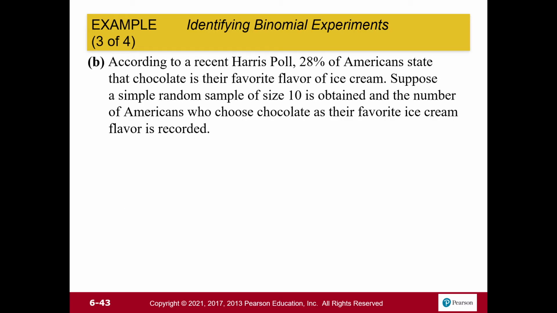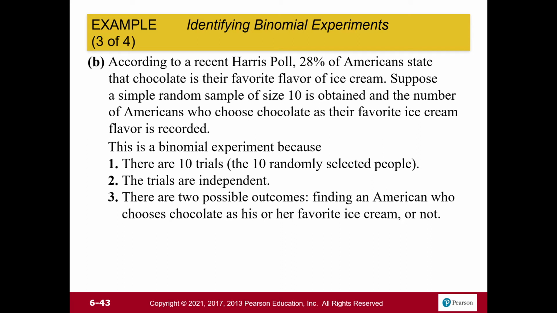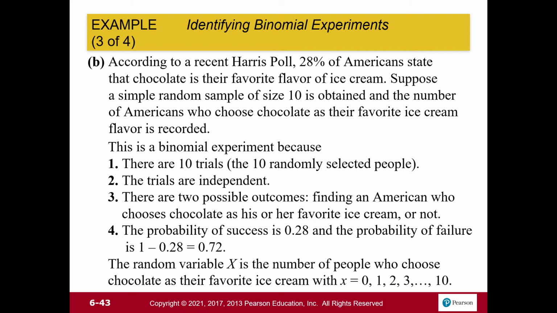According to a recent Harris poll, 28% of Americans state that chocolate is their favorite flavor of ice cream. Suppose a simple random sample of size 10 is obtained, and the number of Americans who choose chocolate as their favorite ice cream flavor is recorded. This is a binomial experiment. There are 10 trials. The trials are independent. There are 2 possible outcomes. You either like chocolate or you do not, and the probability of success is 0.28, and the probability of failure is 0.72. The random variable x is the number of people who chose chocolate as their favorite ice cream.